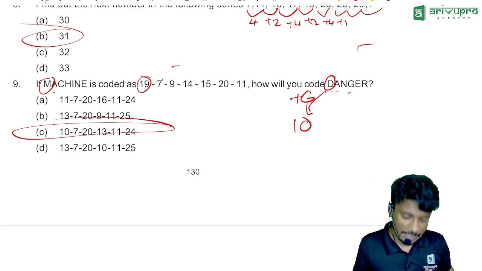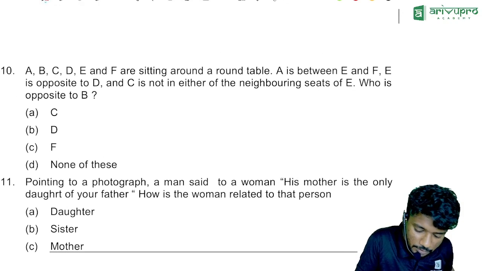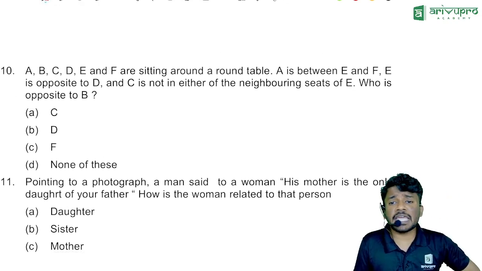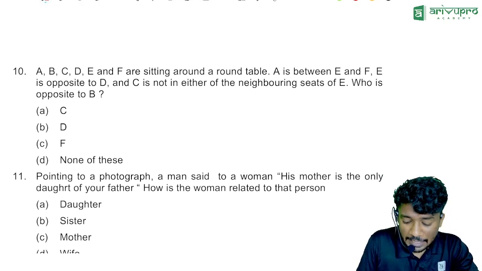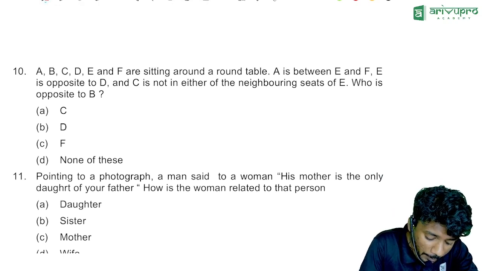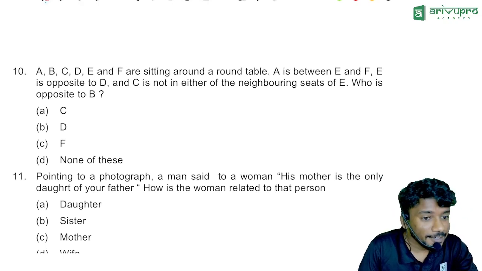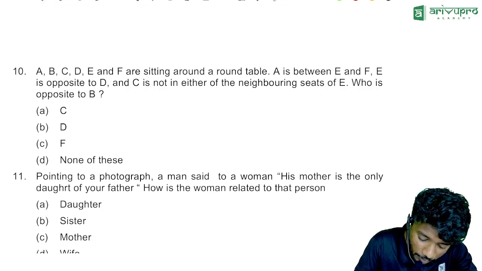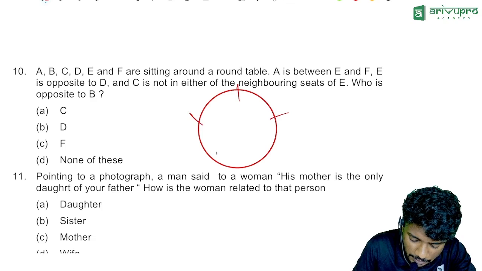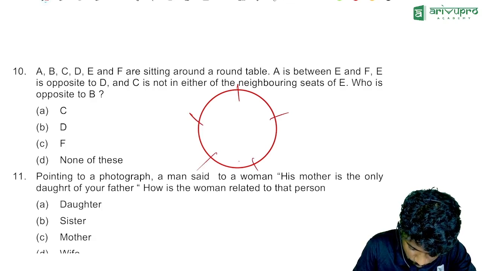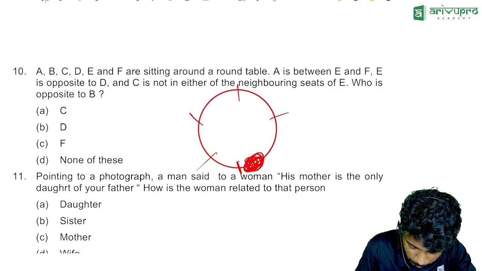Yes. Now the next question. Look at it. A, B, C, D, E, F are sitting around a round table. A is between E and F. So how many people are there? 6 people are there. So our circle is there. So whenever we are drawing 6, it will be like a circle.